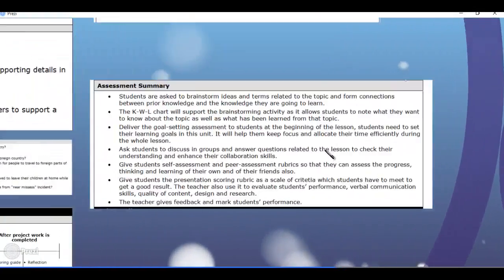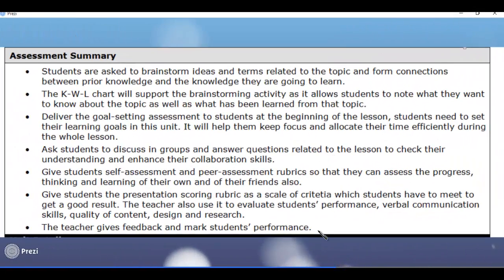And here is the summary of my unit assessment. Students are asked to brainstorm ideas and terms related to the topic and form connections between prior knowledge and the knowledge they are going to learn. The KWL chart will support the brainstorming activity as it allows students to note what they want to know about the topic. The goal setting assessment will help students to set their learning goals in this unit.